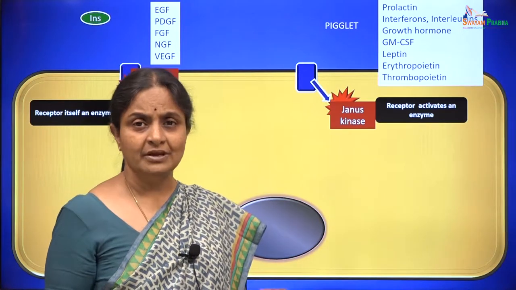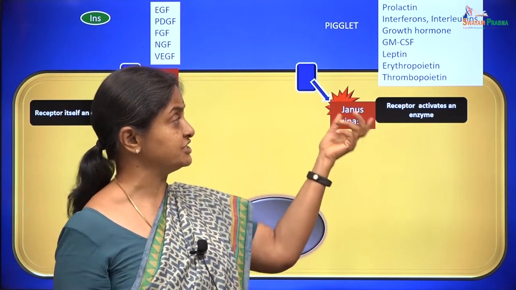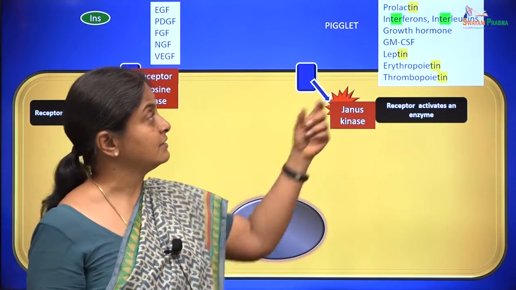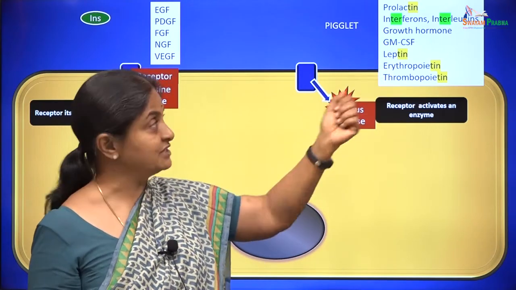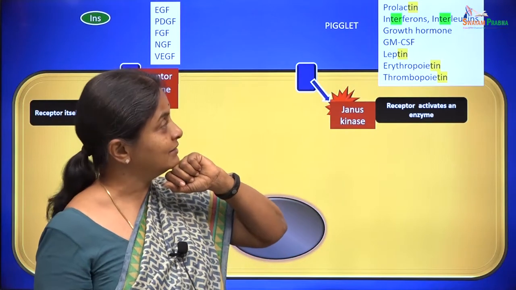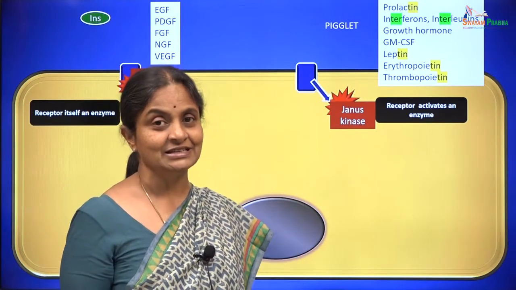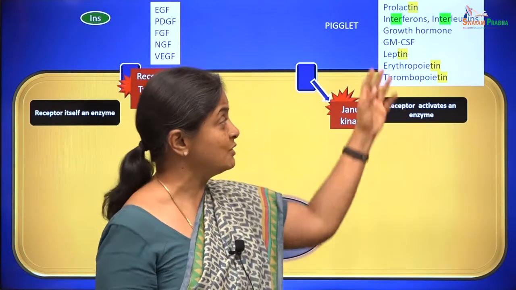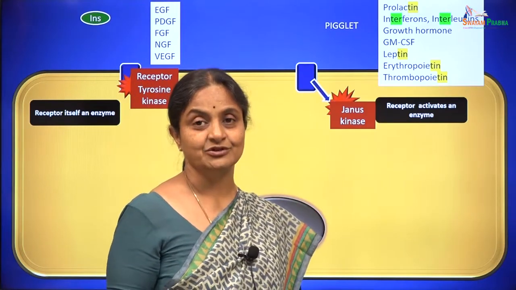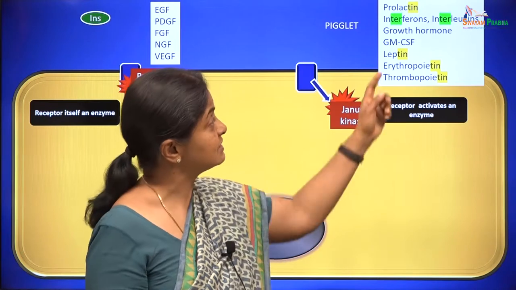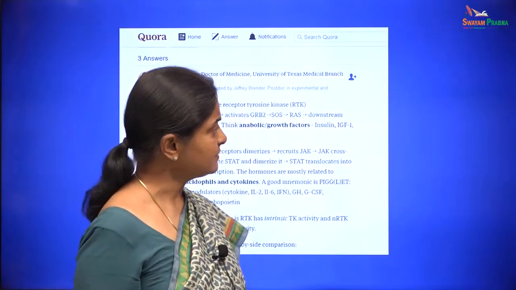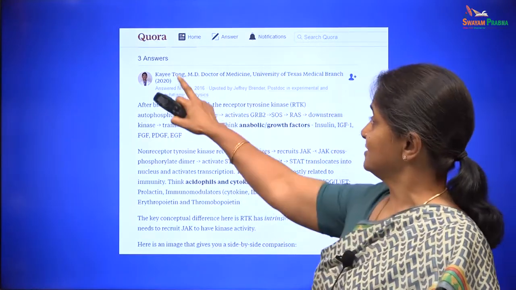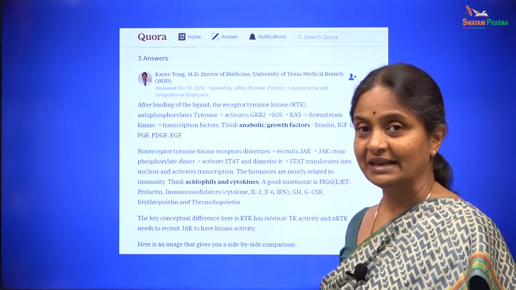In fact, there are a few other YouTube videos which discuss the Janus kinase pathway, and they've also nicely stated a way to remember the ligands for this pathway as TINs and TERS. I don't know who it was who originally suggested this way of remembering those ligands, but there are a few YouTube videos I found which use this strategy to remember ligands for Janus kinase receptors. TINs and TERS. That's the answer from Quora, which gives that mnemonic PIGLET.